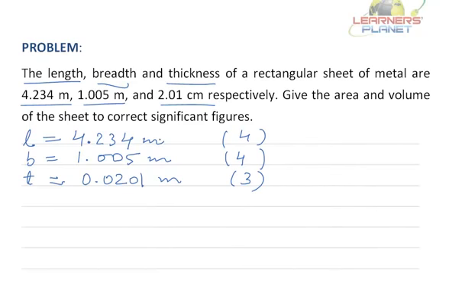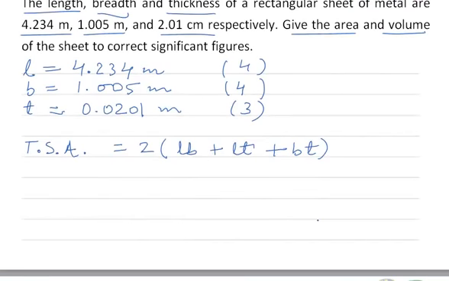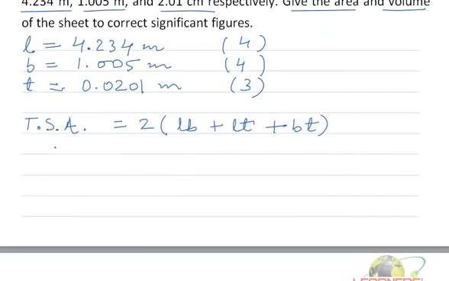Okay, now let us calculate what is the area and the volume of the given sheet to correct significant figures. So the total surface area of a rectangular sheet having certain thickness, that means you have to take care of all the 6 faces. Okay, that means top, bottom, side, left, right, everything, which is 2 times length into breadth plus length into thickness plus breadth into thickness. Okay, now let's substitute these values.